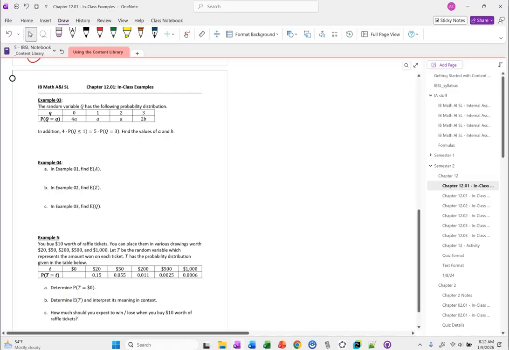All right. Let's look at example 3. It says the random variable q has the following probability distribution. In addition, 4 times the probability that q is less than or equal to 1 is equal to 5 times the probability that q is equal to 3. And we're asked to find the values of both a and b.